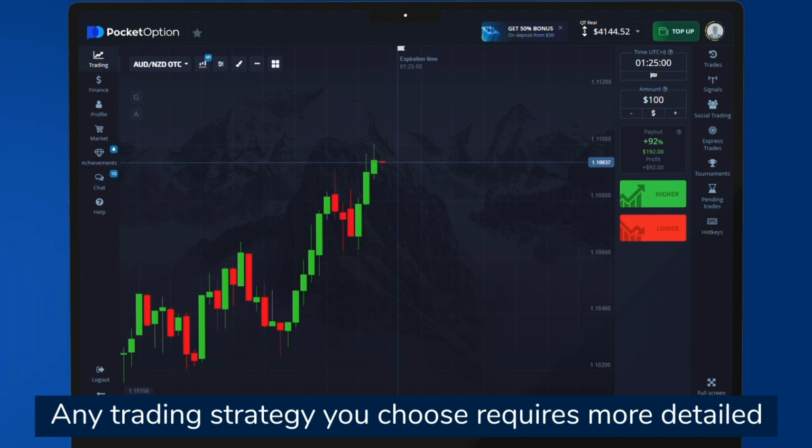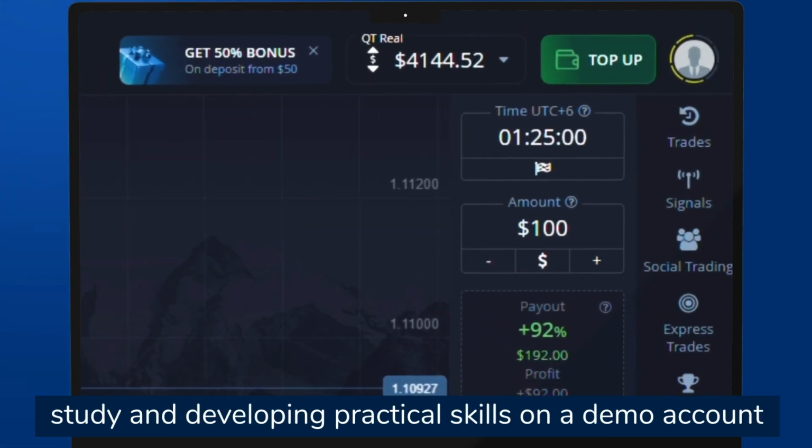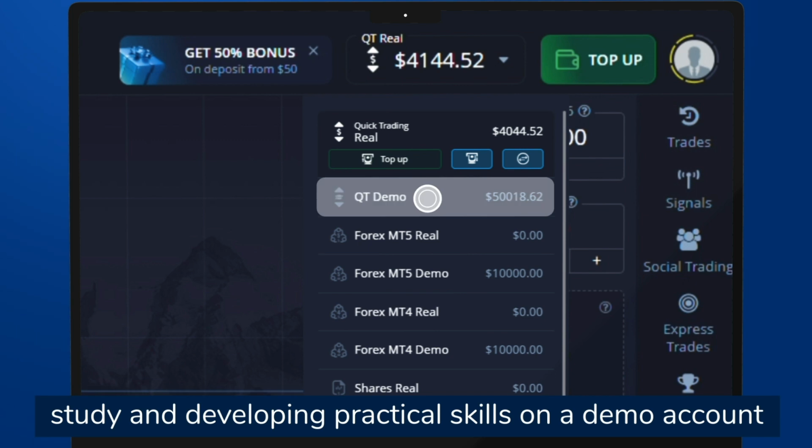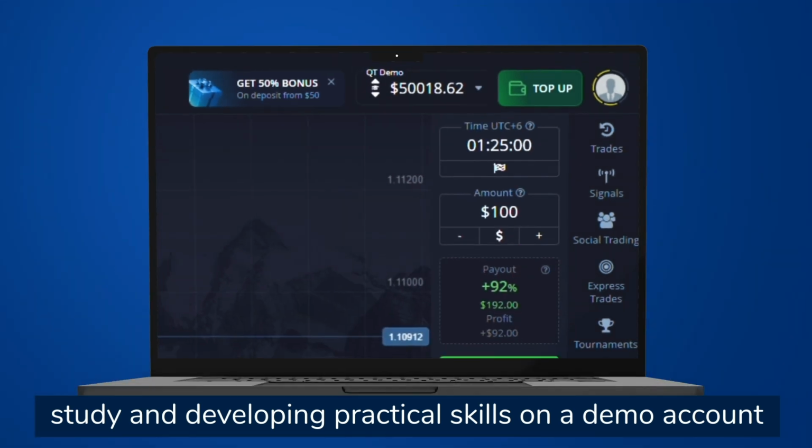Any trading strategy you choose requires more detailed study and developing practical skills on a demo account.